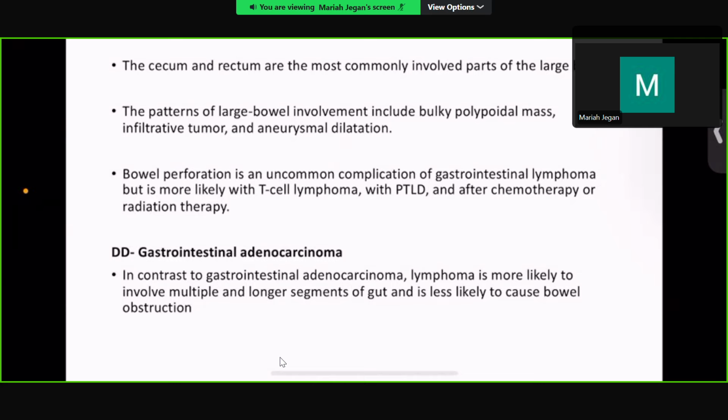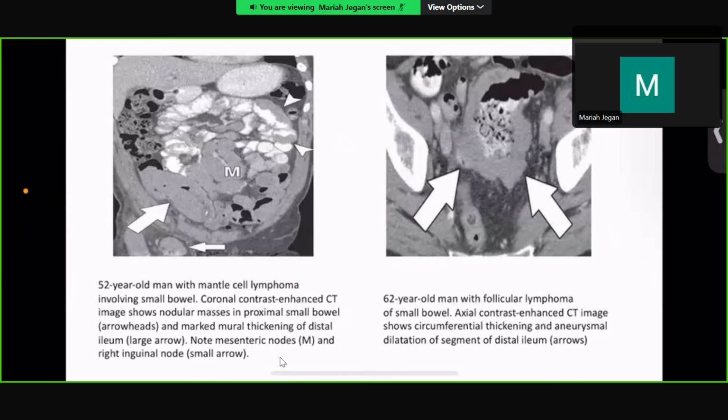Differential is gastrointestinal adenocarcinoma. In contrast to gastrointestinal adenocarcinoma, lymphoma is more likely to involve multiple and longer segments of gut and is likely to cause bowel obstruction. Here we see on CECT nodular masses in proximal small bowel and mural thickening of distal ileum, and mesenteric nodes are noted. On the right, we see on CECT imaging circumferential thickening and aneurysmal dilatation of a segment of distal ileum.